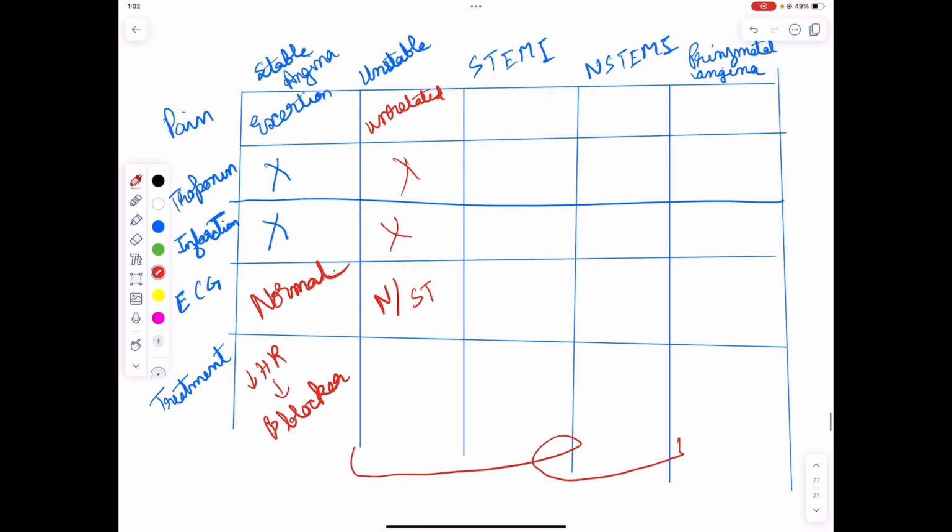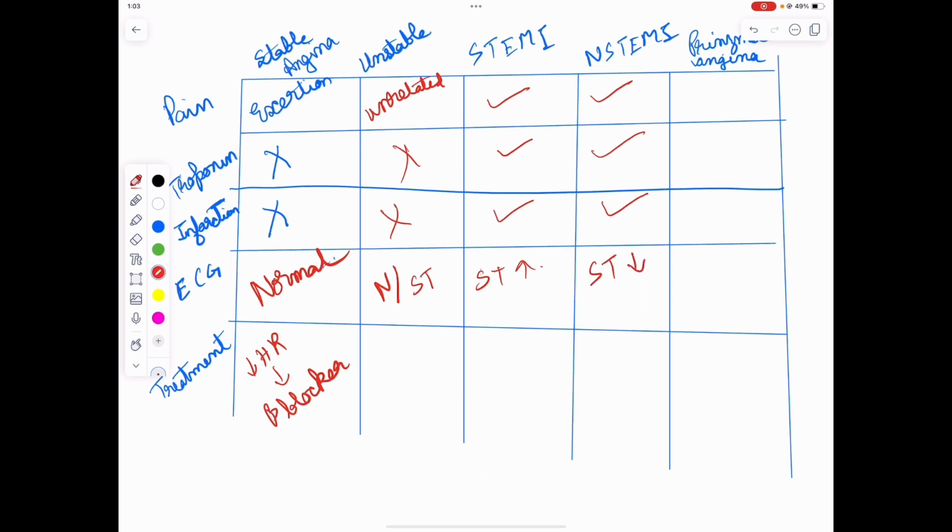Now, in ST elevated myocardial infarction, pain would be there, troponin would be there, because infarction would be there, and ECG changes. So what will be there? ST changes, elevation. Treatment, I will tell in the last. In non-ST elevated myocardial infarction, again pain would be there, troponin release would be there, infarction would be there, and ECG changes. The ST segment is depressed, and treatment I will state separately.